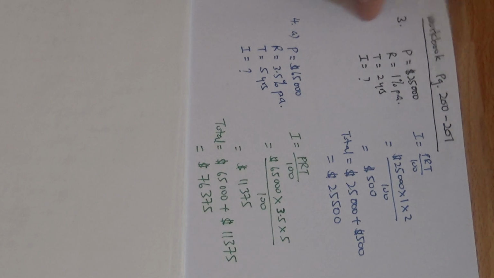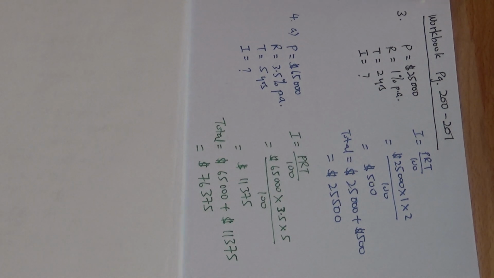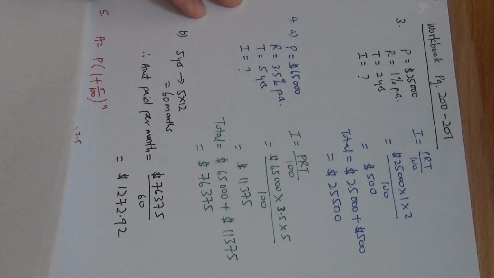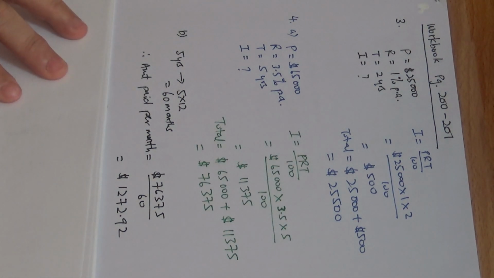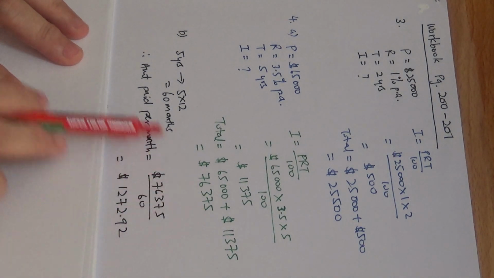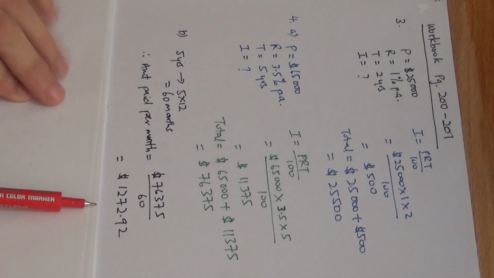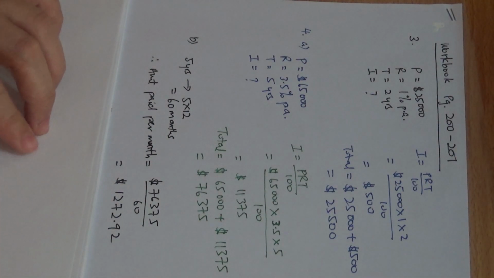Then for part B, she pays back the loan in monthly installments. How much does she pay per month? Now all of you must realize that 5 years is actually 60 months. So the amount paid per month will be this total amount divided by the number of months. You get 1272.92. That will be your answer to question 4B.